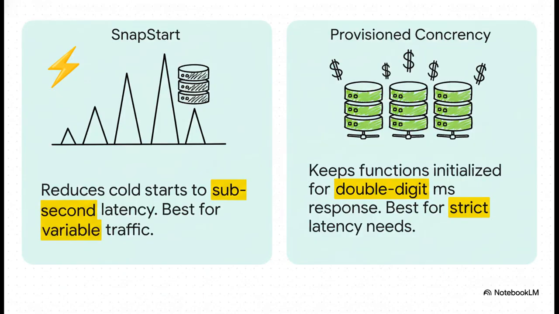Now, you might be thinking, hey, what about provisioned concurrency? And that's a great question. You've got to know the difference. Provisioned concurrency is like keeping a fleet of taxis idling with the engine on, ready to go. It gives you incredibly fast double-digit millisecond response times, but you're paying to keep them warm, even when they're not doing anything. SnapStart is the perfect solution for spiky, unpredictable traffic, giving you amazing performance without that constant cost.